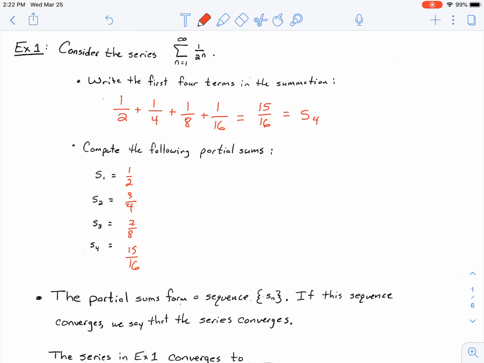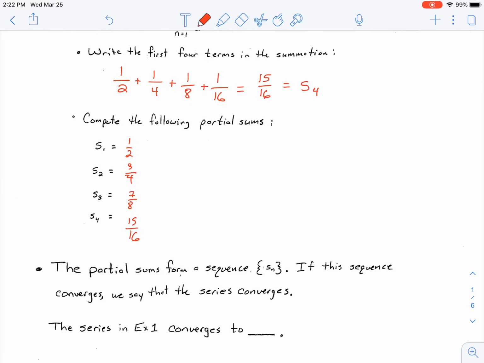The partial sums themselves, you can think of those as a sequence. And if the sequence of sums converges, then we say that the series converges. So the series that we had in this previous example converges to 1. Now, if that's not obvious to see from what we've got here, let's look at a few more partial sums.